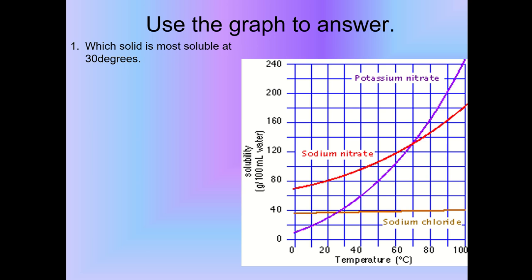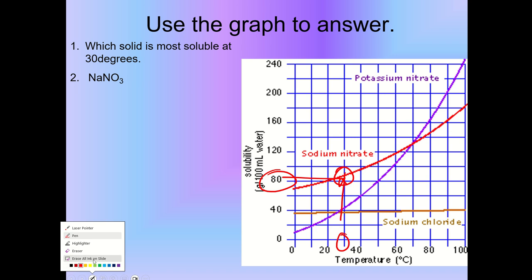Which solid is most soluble at 30 degrees? Well, that's pretty simple. We go to 30 degrees. We go straight up at 30 degrees. We see that the most soluble one is sodium nitrate. It has 80 grams dissolving in 100 grams of water at 30 degrees. So our answer there is, of course, NaNO3 or sodium nitrate.